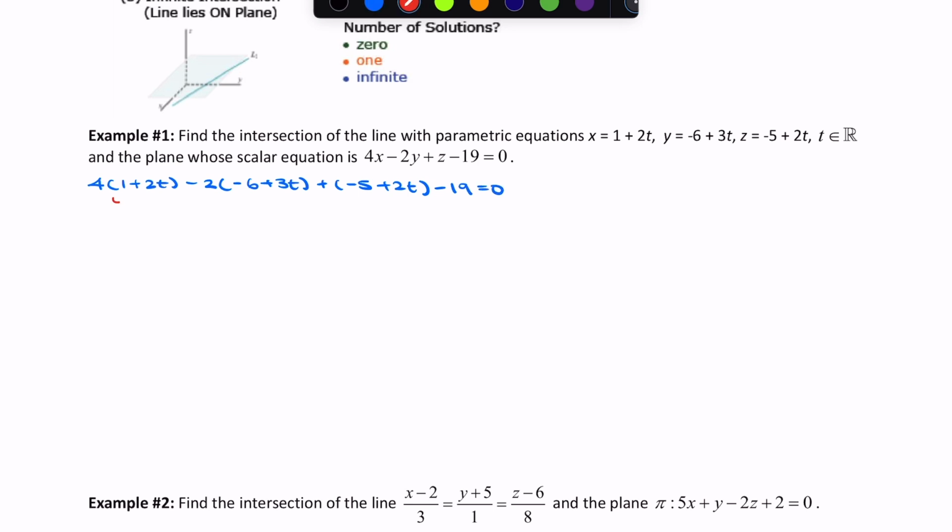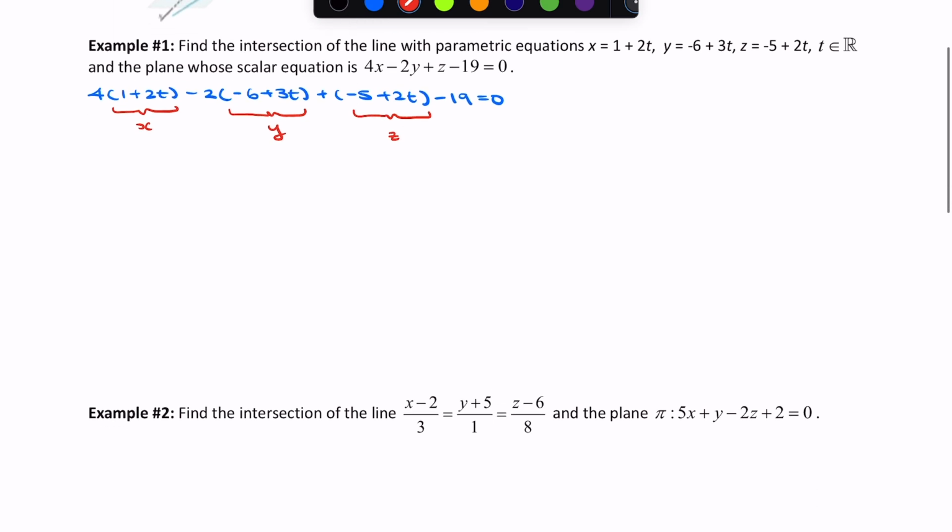Here, 1 plus 2t is our x value, -6 plus 3t is our y, and -5 plus 2t is z. If we expand this out, we get 4 plus 8t plus 12 minus 6t minus 5 plus 2t minus 19 is equal to 0.